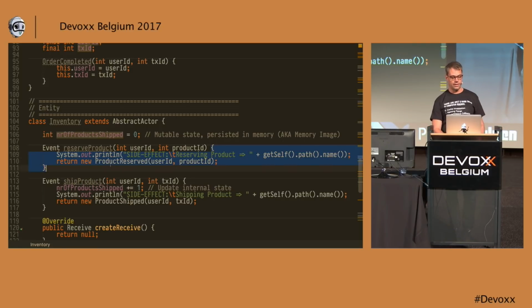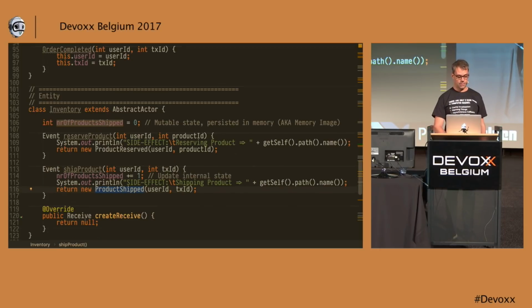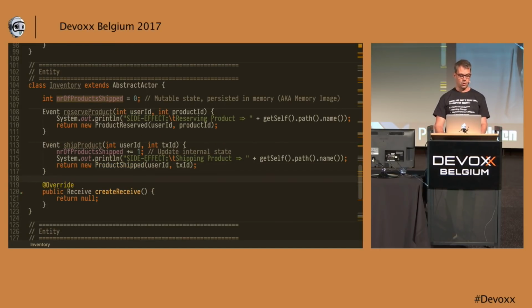If that is successful, then it returns product reserved. Okay, we have the ship product method that essentially just increments the number of shipped products, and then if everything's successful, just returns the product shipped event. Okay, this is just internal logic.